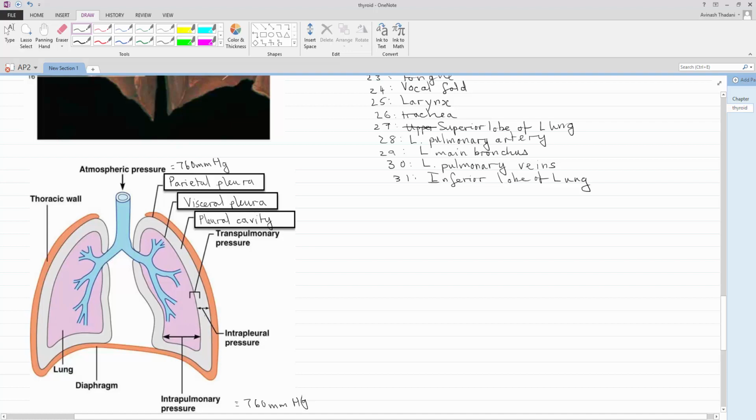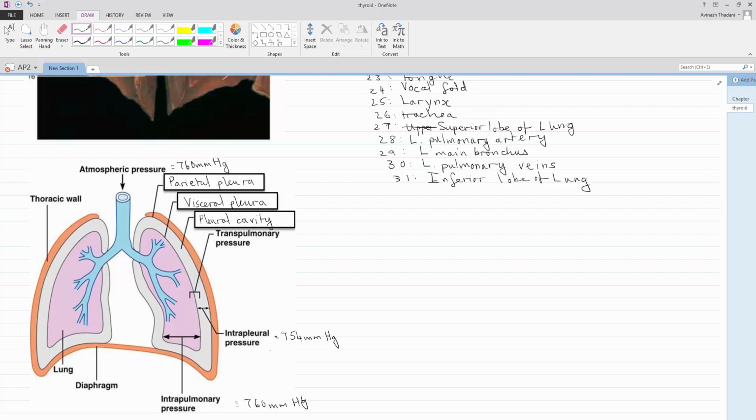But the interpleural pressure, the pressure in the pleural cavity, is a little bit different. That is less than 760. So it's usually 754 millimeters of mercury or so. So we say it has a negative pressure. It only means negative because it is less than interpulmonary pressure. So interpleural pressure is usually about 4 to 6 millimeters less than interpulmonary pressure.